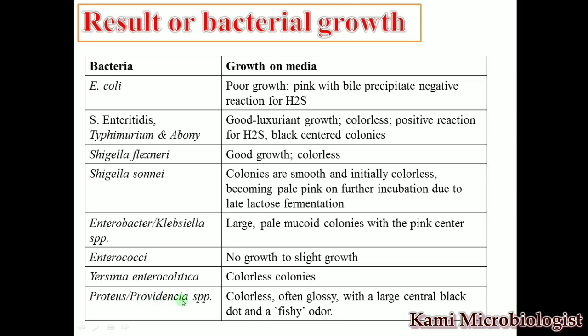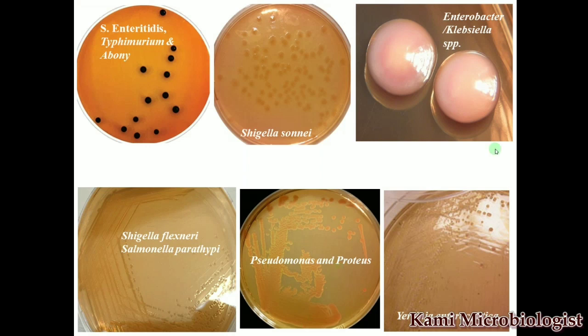And we have Proteus, Providencia, and Pseudomonas. I forgot to write the name of Pseudomonas here, but we have Pseudomonas as well. They show colorless, often glossy colonies with a large central black dot. A fishy odor will be present in the case of Proteus and Providencia, but in the case of Pseudomonas we get a pungent smell. Now these are the growth of the bacteria on this culture media.